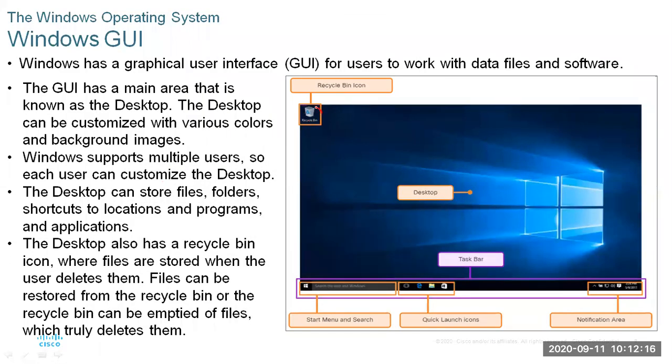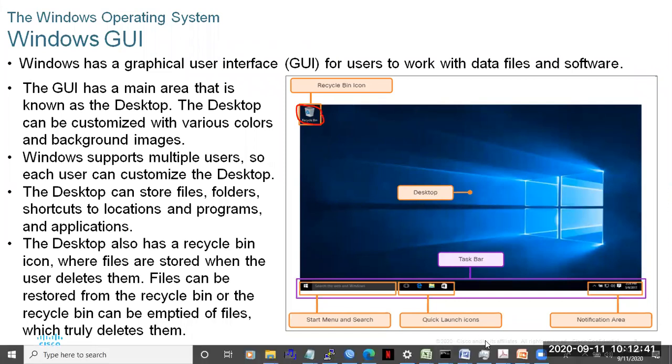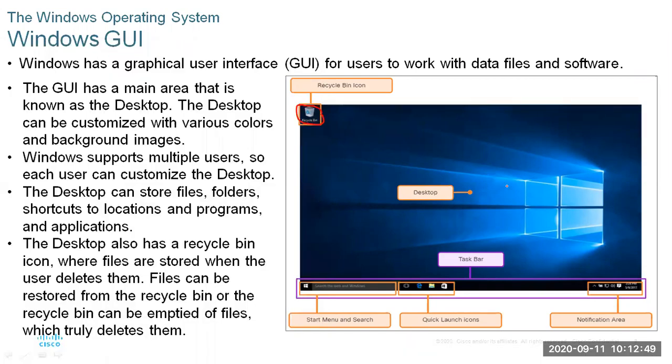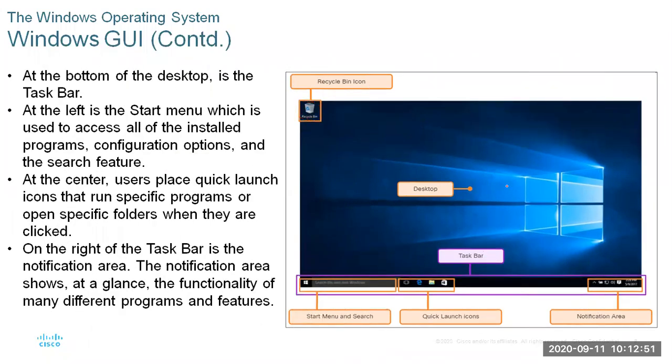So there's always a recycle bin where whatever you delete goes. Then you have the taskbar here, and in the taskbar you have some quick icons. Then at the bottom right you have what they call the notification area. So if I bring my mouse like this, you can see this is my notification area, and this is my taskbar.